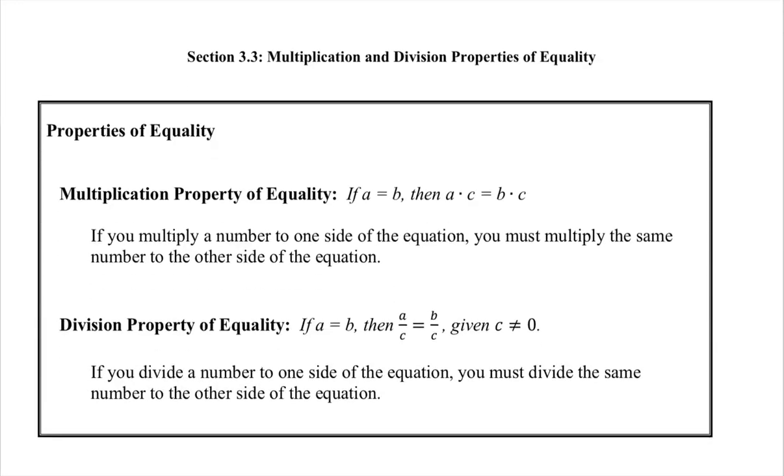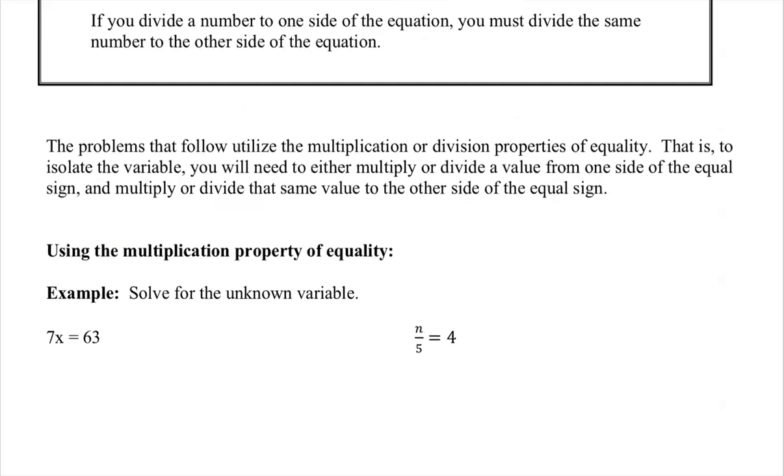If we have an equation, we can multiply both sides by the same number. And if we have an equation, we can divide both sides by the same number. So we can add, subtract, multiply, and divide when we're trying to solve equations, as long as we do the same thing to each side.